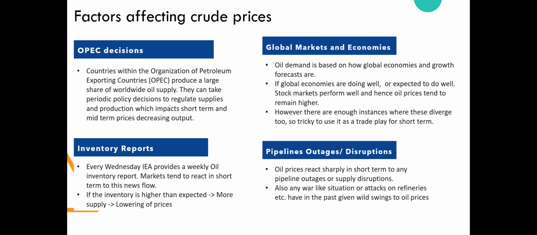Okay, so generally what happens is, if the inventory is higher than expected, that means more supply of crude is there, which means prices will tend to go lower. So what traders are trying to see is whether the inventory trend is increasing or decreasing. If it's increasing, then they will look to short the market, basically.